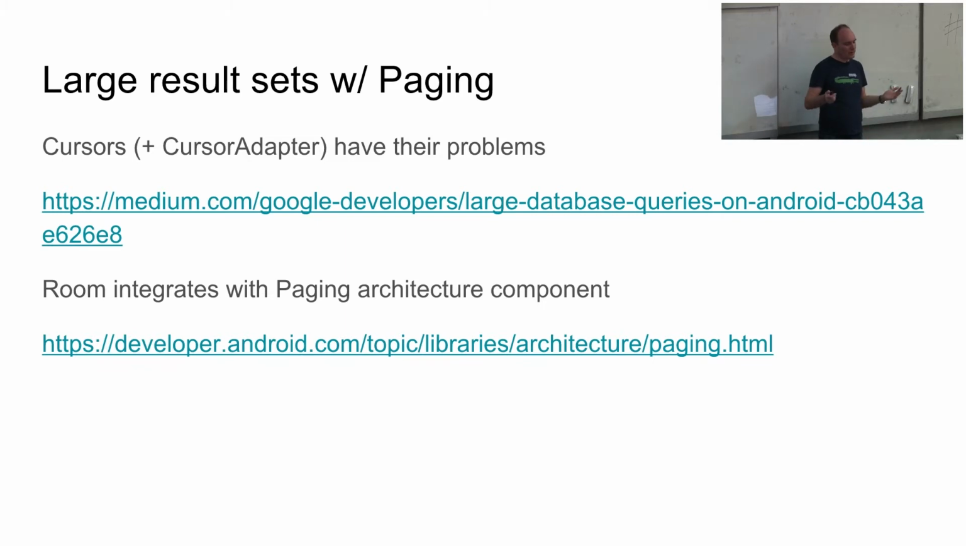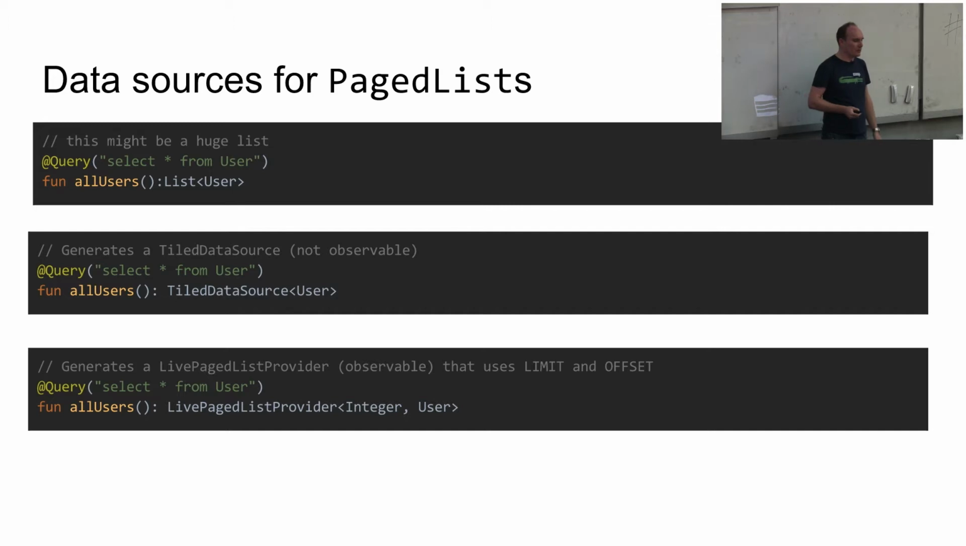So going into paging is kind of out of scope for this, but it's important to know that Room will generate the sources for your page list here. So if you have this query which returns a list of users, that might be way too large to fit in memory. So if you want to have that paged and more intelligently used in your app, you can just change that declaration to return a tiled data source.